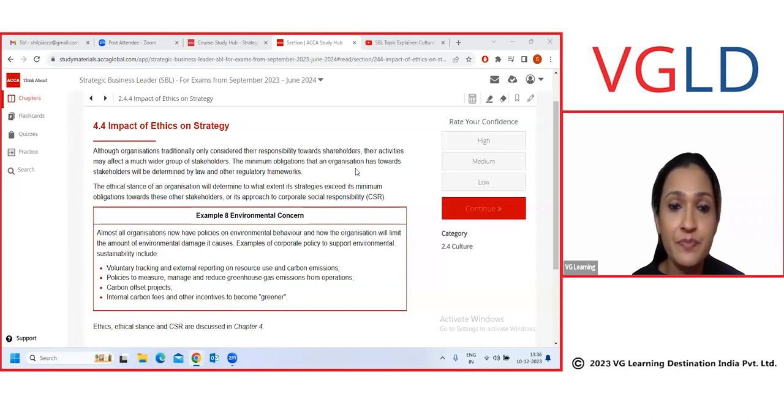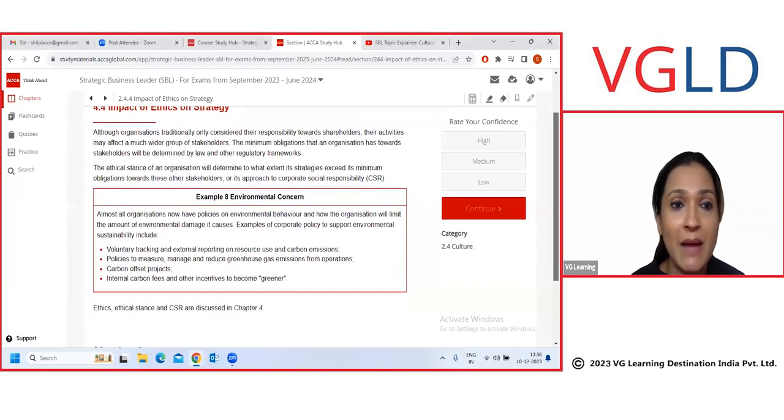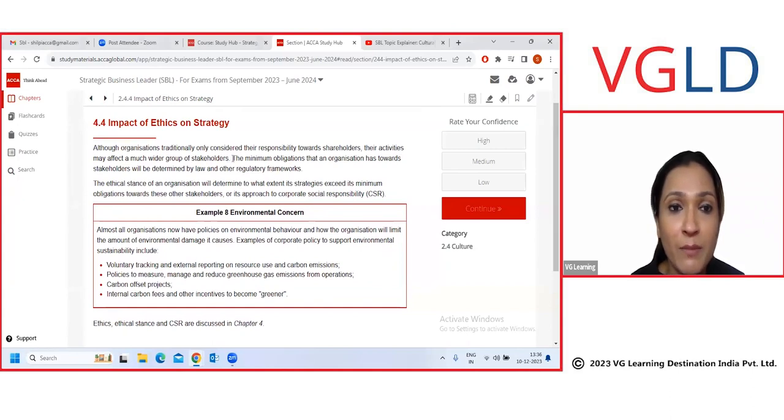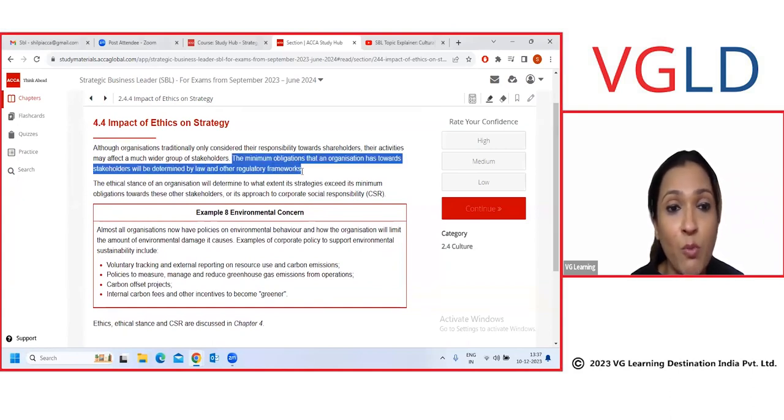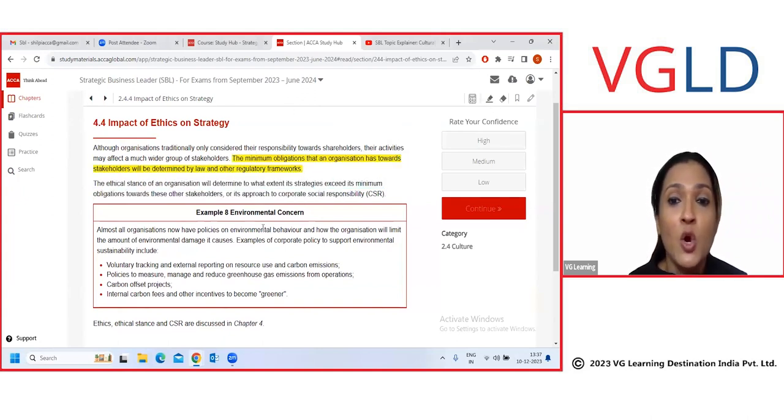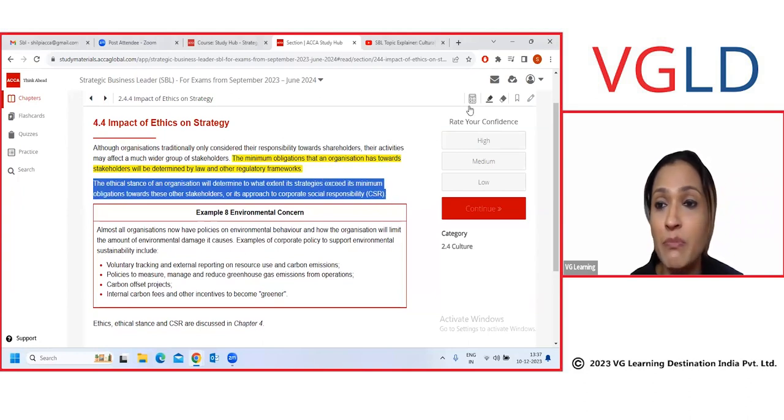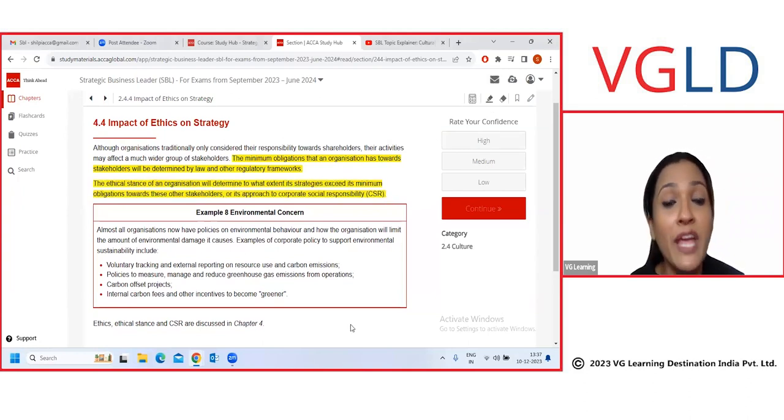Absolutely right. So quickly have a look at an example here. The minimum obviously is what we need to do by law. So we've all heard of the concept of corporate social responsibility, which is the basic minimum that organizations are required to do towards the greater good of the maximum number of people in the society in which we operate. Why? Because we are taking in so much from the environment, from the society, from the community in which we operate. So it becomes your basic duty as an organization to give it back as well.